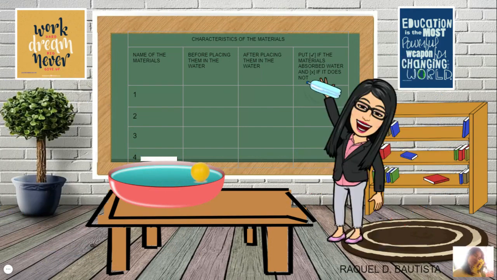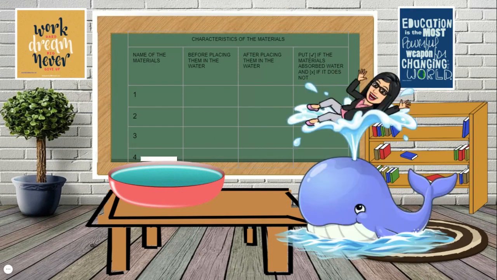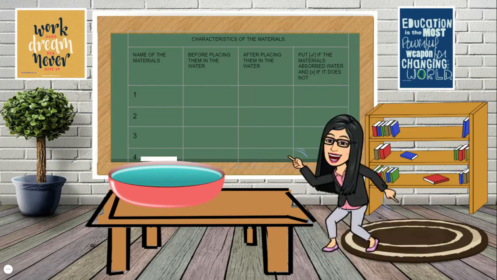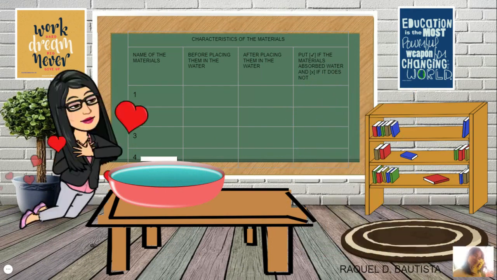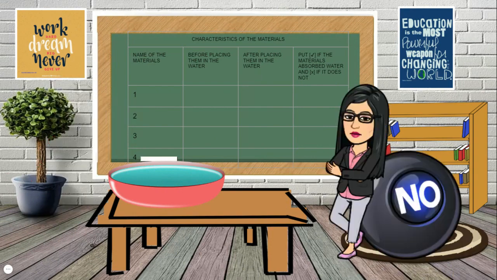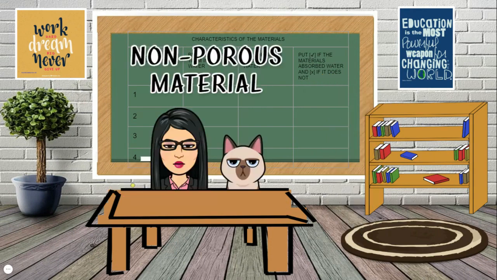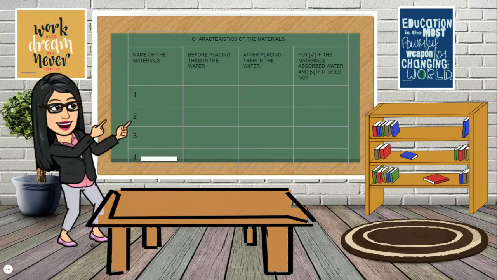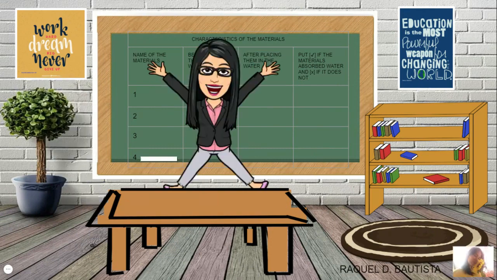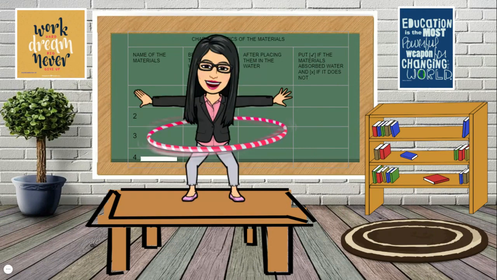How about the plastic bottle and the plastic ball? Did they absorb the water? Did you see some water come out when I squeeze them? No. Why? Because the plastic bottle and the plastic ball are non-porous materials. Non-porous materials do not allow water or air to pass through because they have no holes.